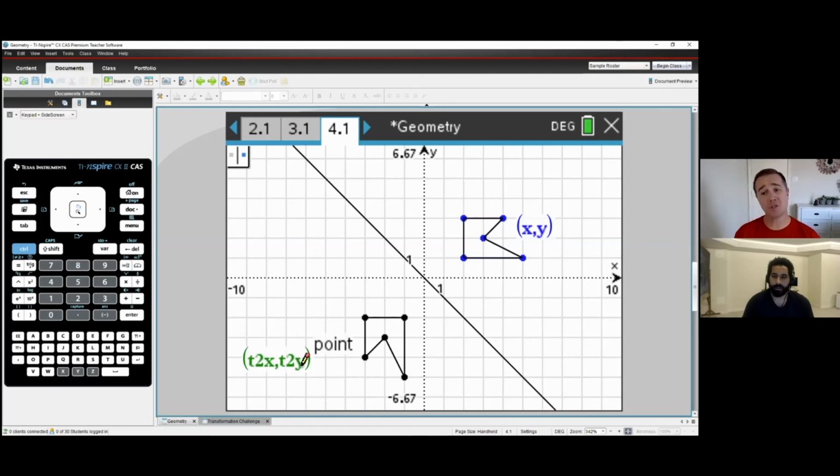So number 2 is a reflection. And in fact, it's a reflection across y equals negative x. Okay, perfect. That's good. All right.